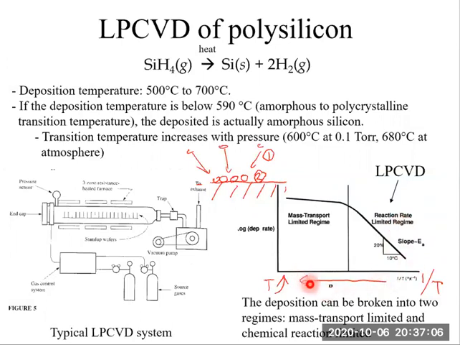When temperature increases, when temperature is high enough, the chemical reaction will be faster than the mass transport process. Now the chemical reaction rate increases significantly. So now the slower process becomes the mass transport. So now this region is a mass transport limited region. It's not so sensitive to temperature.